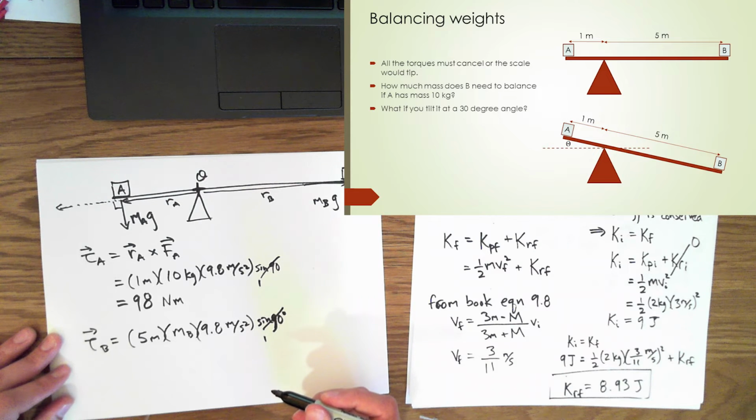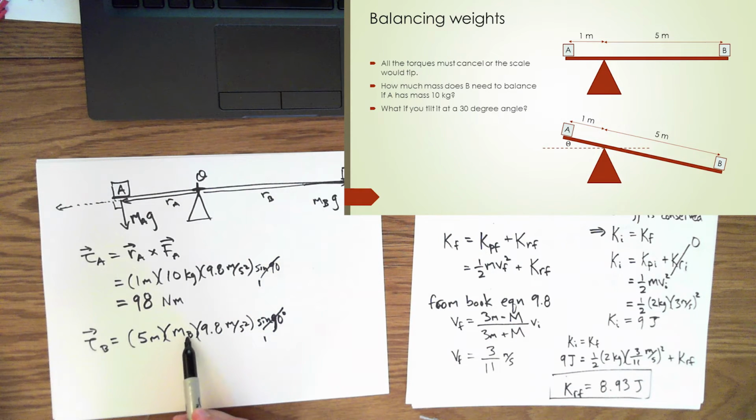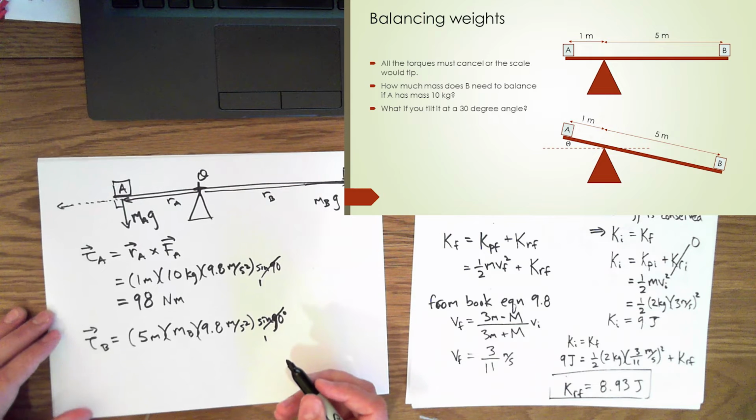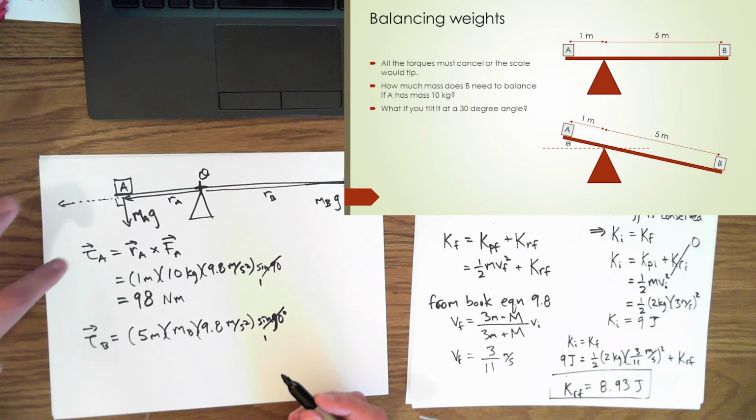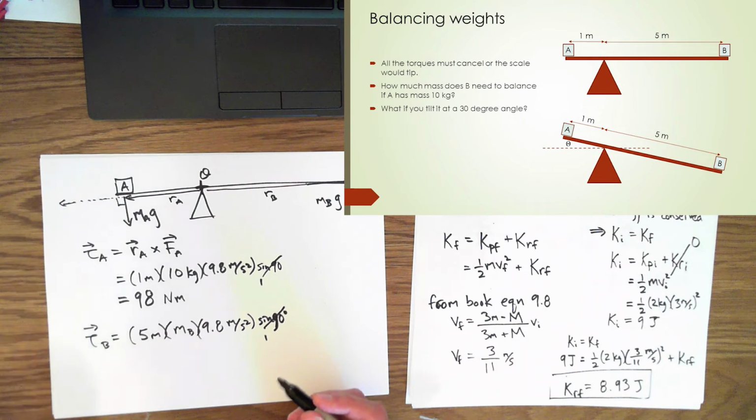Okay, now, this is the point. We don't know what MB is. That's what we're trying to figure out. What mass does B need to have in order to balance the mass of A so that this thing does not tip over? That means that the torques have to be canceling each other.